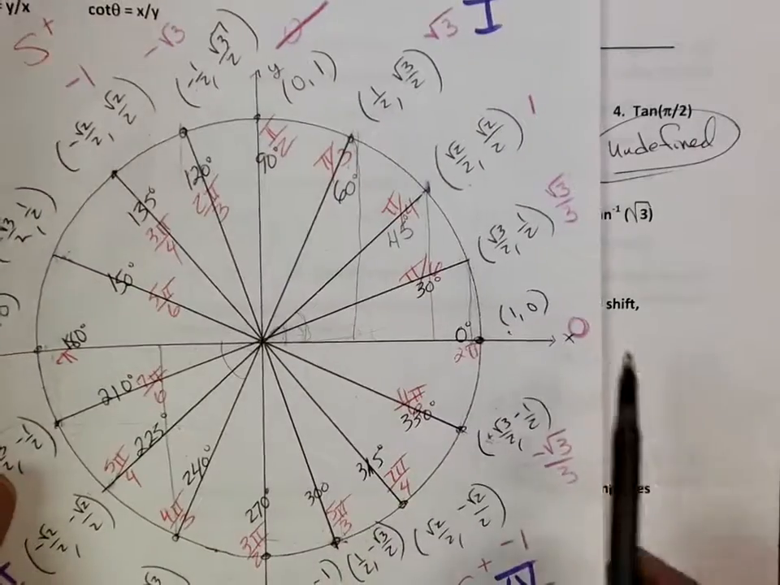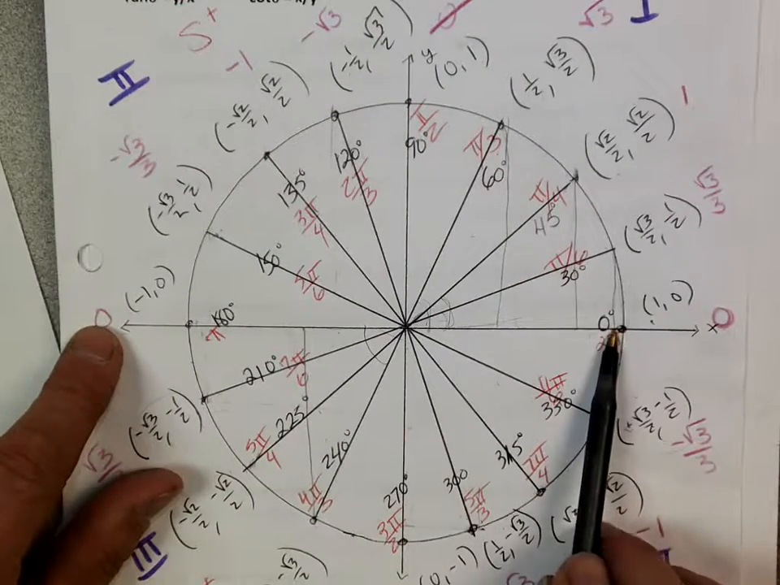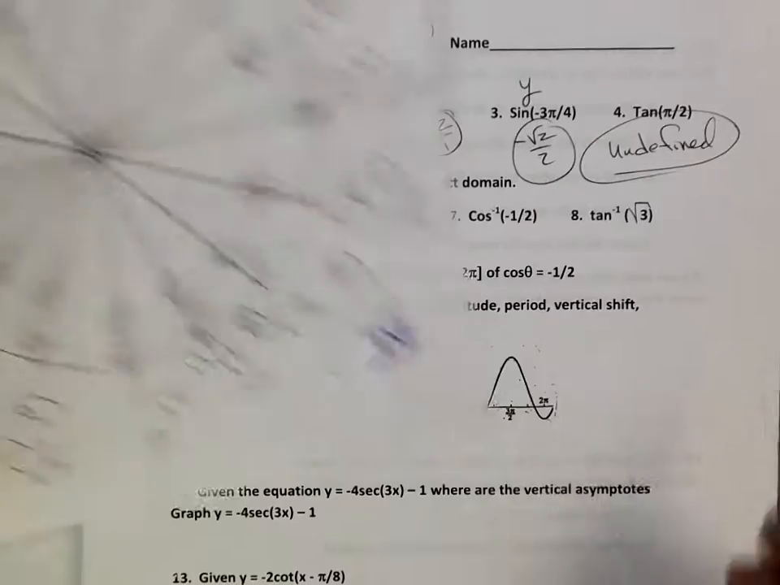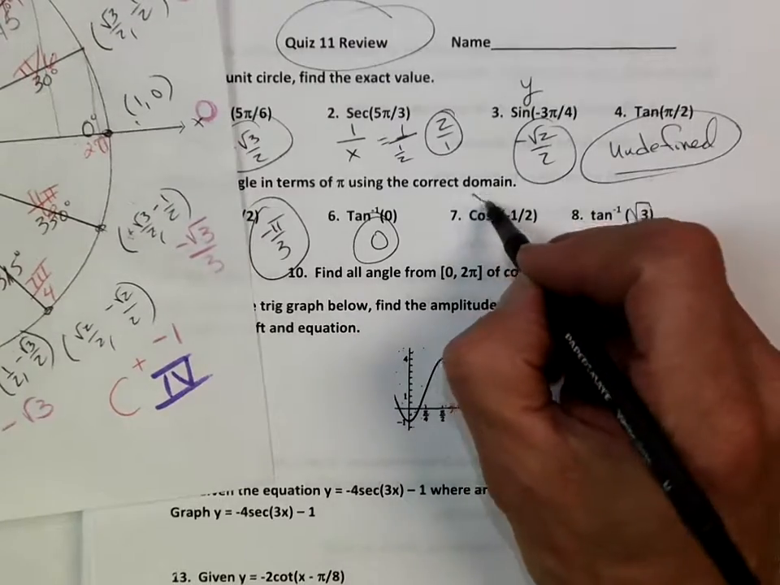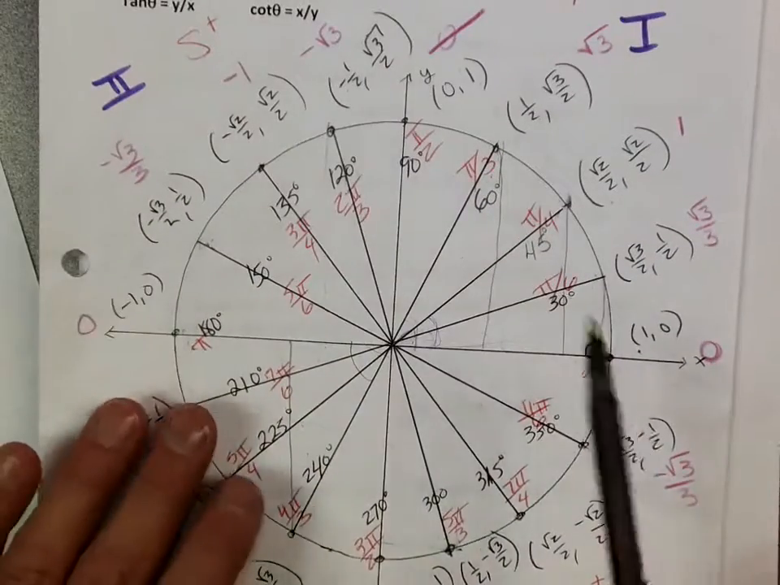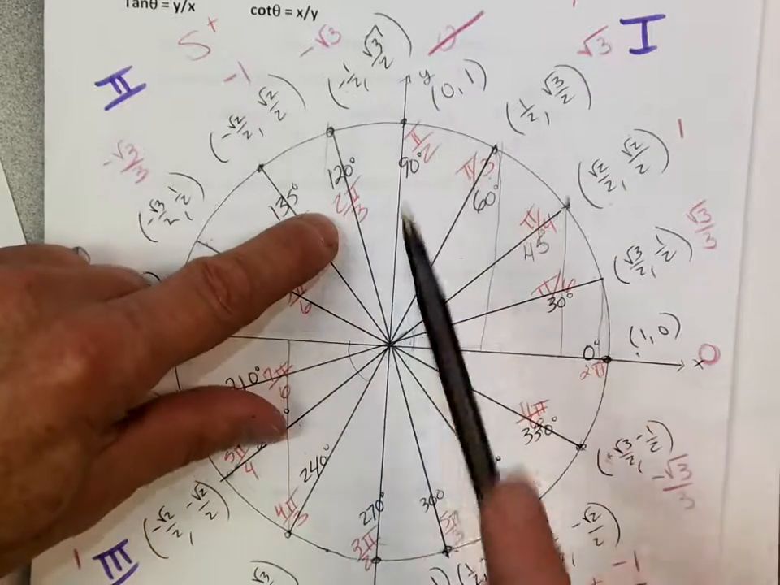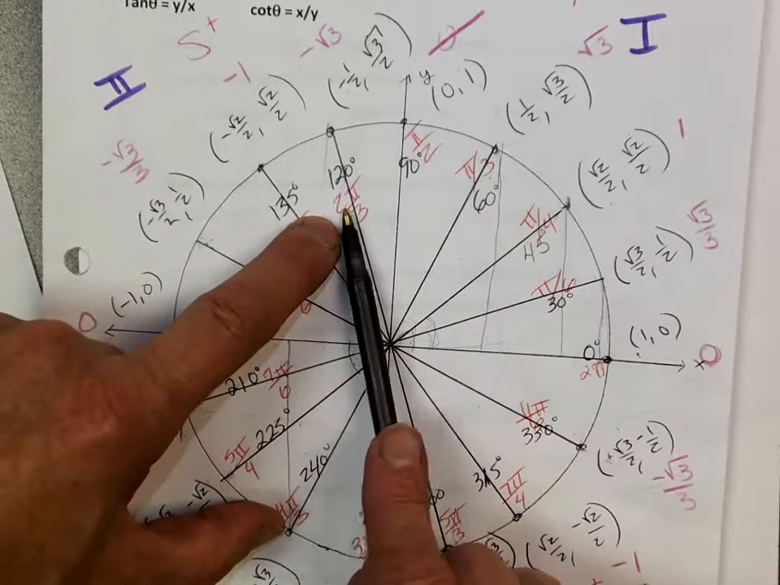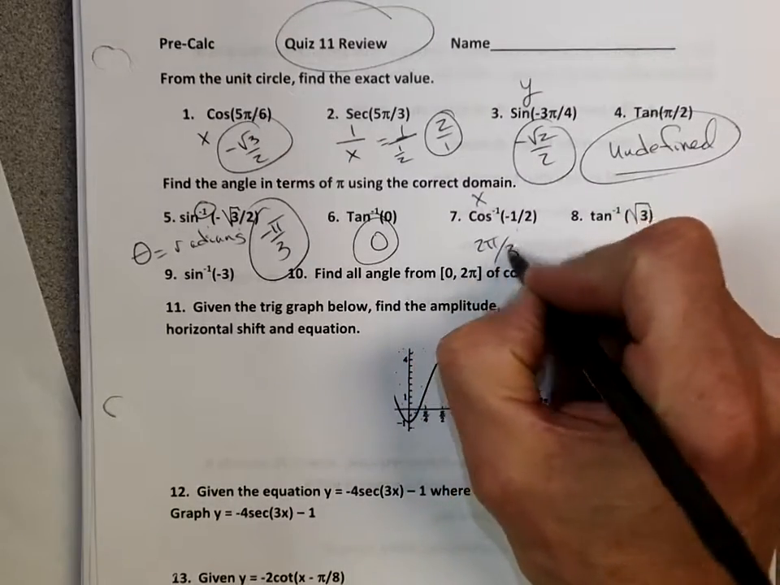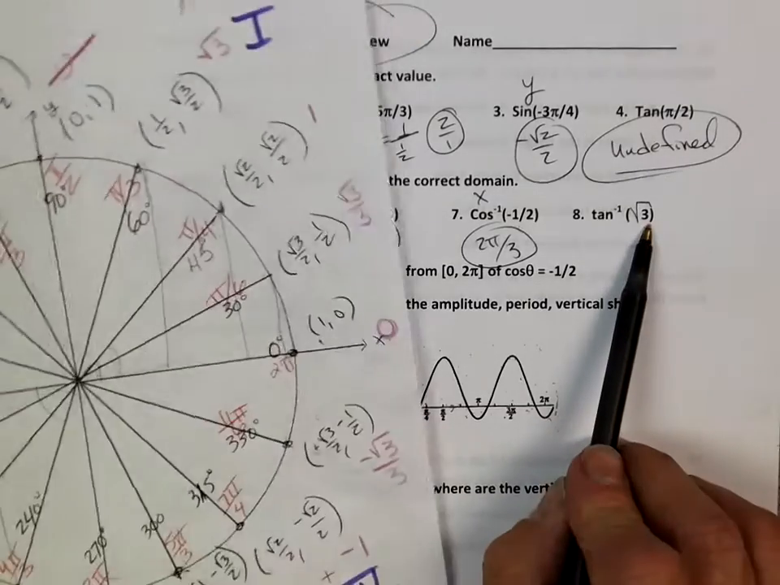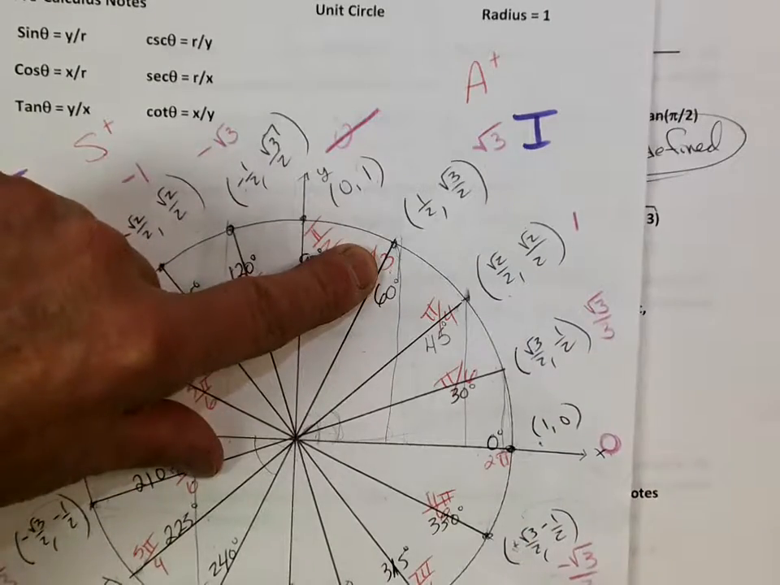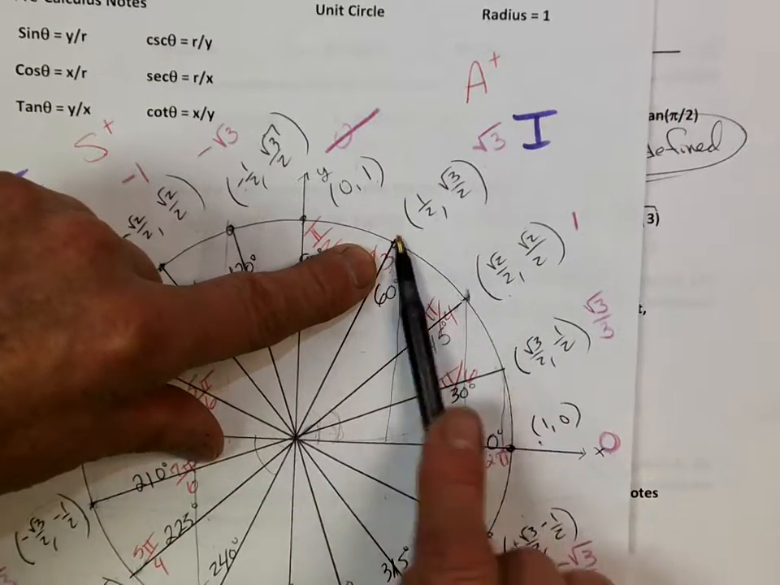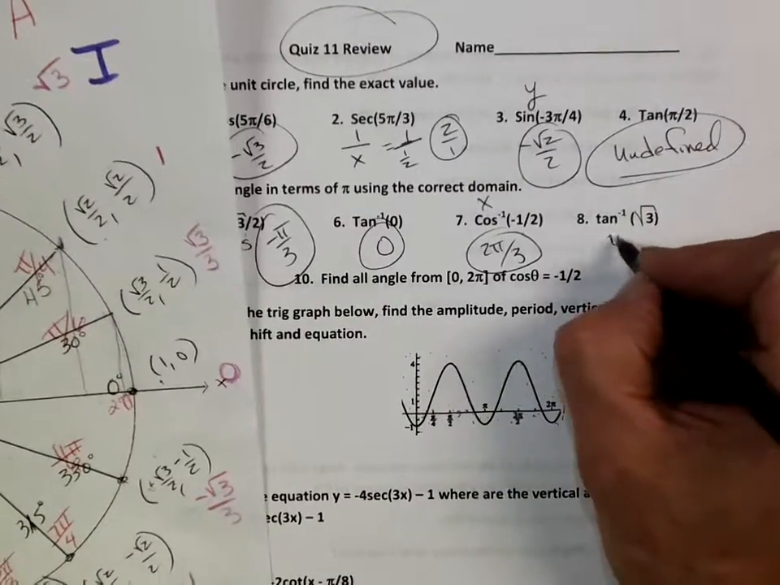Tangent 0. Tangent 0 is here and here, but obviously the one that's close to 0 is just 0. So there it is, 0 radians. Negative 1/2, we need an x value. Negative 1/2 is here at 2 pi thirds, or here at 4 pi thirds, but 2 pi thirds is closer to 0. So the angle is 2 pi thirds. Tangent square root of 3 is here at pi thirds, or way over here at 4 pi thirds. Let's take the one that's closest. We'll go to pi thirds.